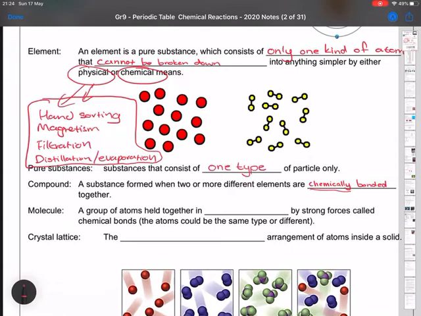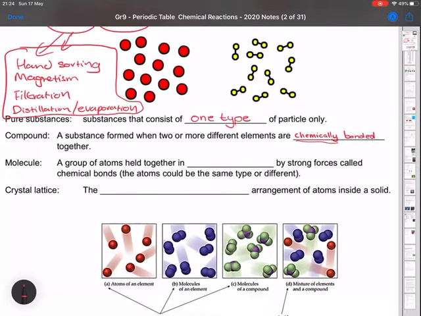Okay, a compound is a substance formed when two or more different elements are chemically bonded together. A molecule is a group of atoms that are held in a fixed ratio by strong forces called chemical bonds. The atoms could be the same type or different in a molecule. A typical example of this: the formula for water is H2O.